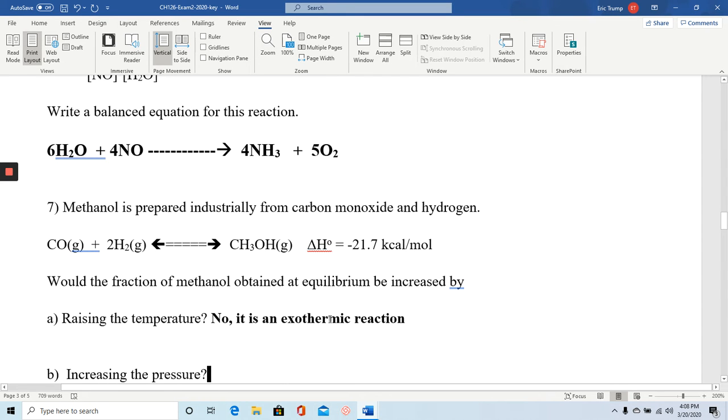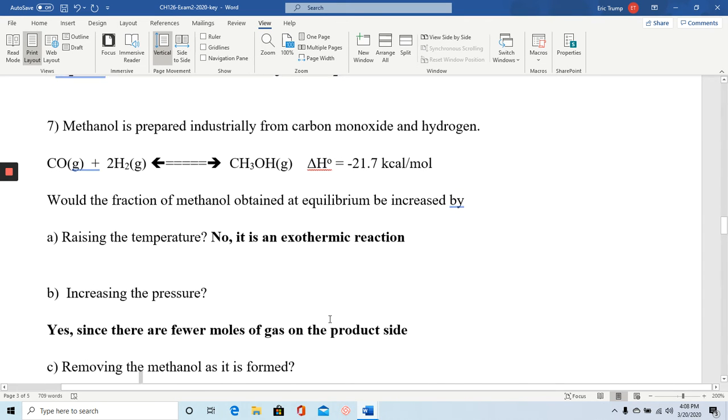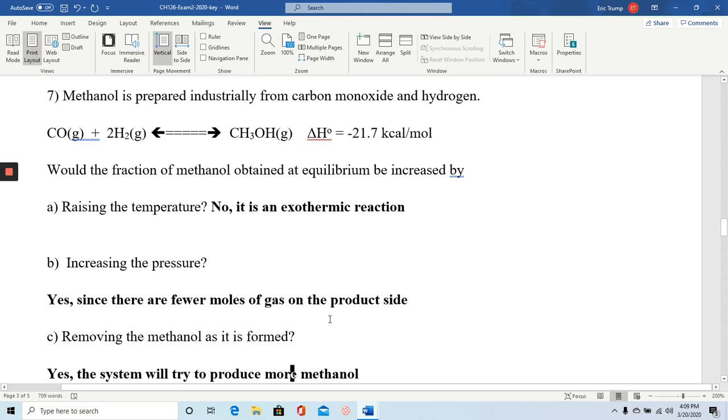Number 7 is involving applications of Le Chatelier's principle. Would the fraction of methanol, which is CH3OH, that's a product, would that increase if we raise the temperature? No, and the reason is it's an exothermic reaction. Okay, we know that because delta H is negative. Okay, so heat is a product. So if we add more heat, the reaction is going to shift in such a way as to consume that heat and go back to reactants. So that one would be no.